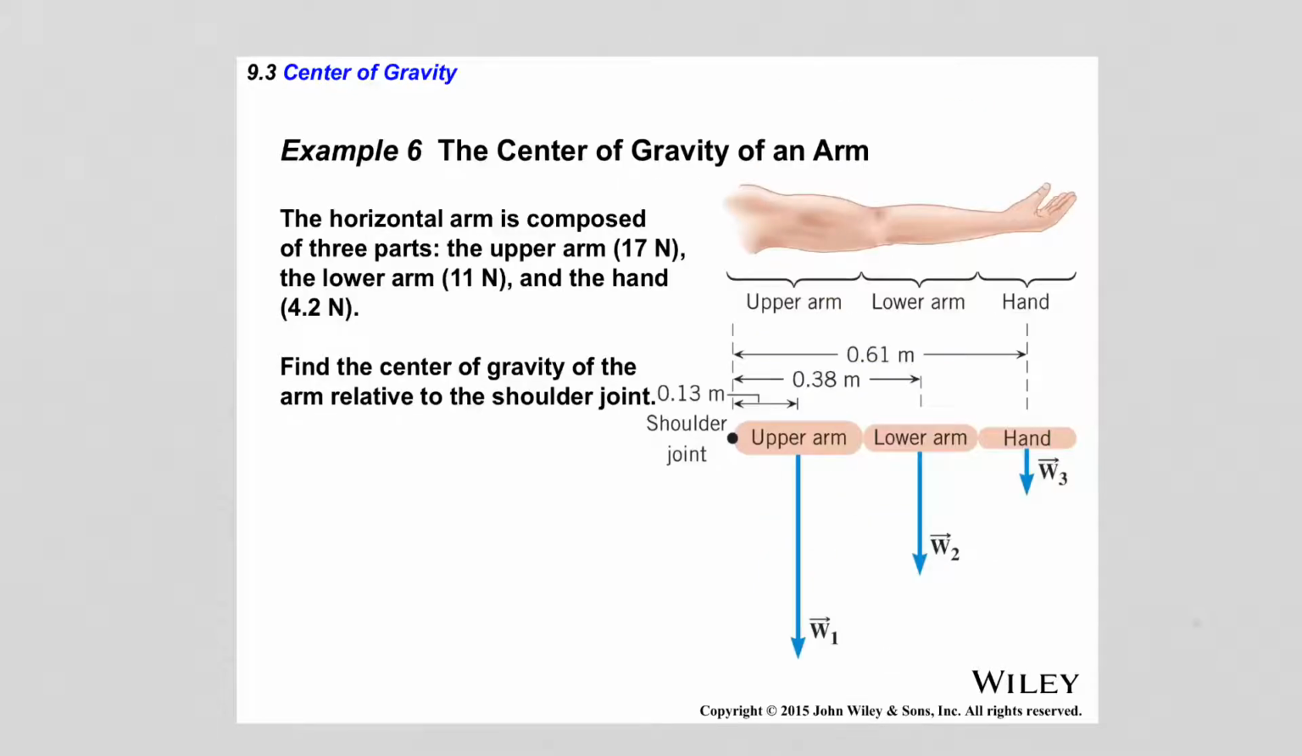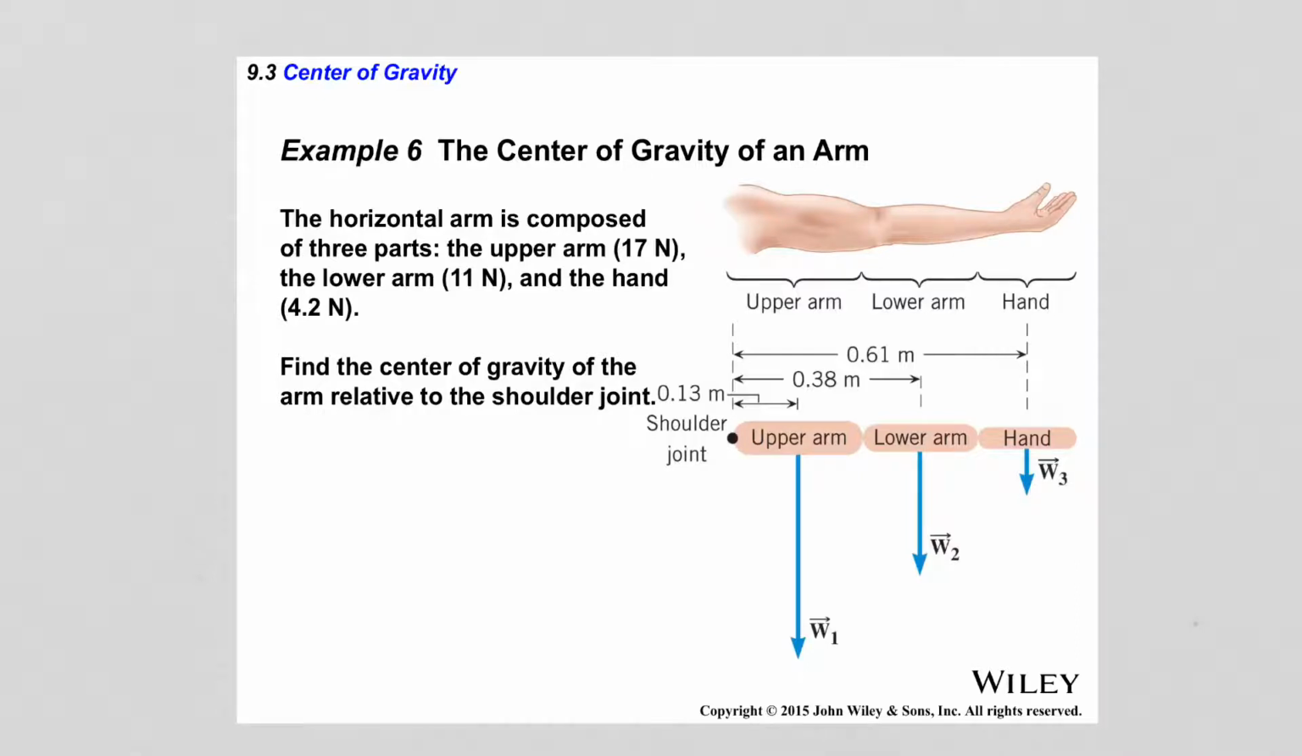Here's an example of how we calculate the center of gravity of a more complex object. This example is about the center of gravity of an arm. The horizontal arm in this drawing is composed of three parts: the upper arm, right here, which has a weight W1 of 17 newtons; the lower arm, right here, which has a weight W2 of 11 newtons; and the hand itself, which has a weight W3 of 4.2 newtons. The axis of rotation for the arm is the shoulder joint.